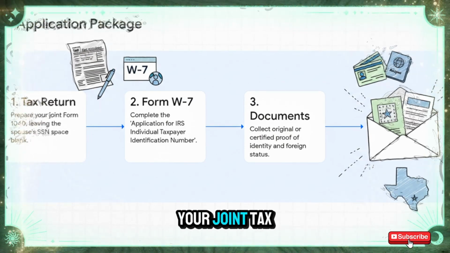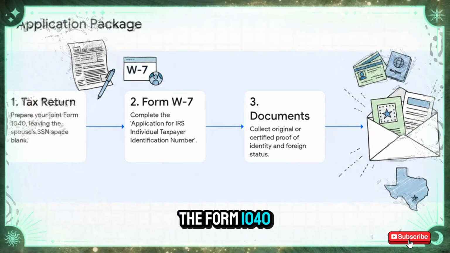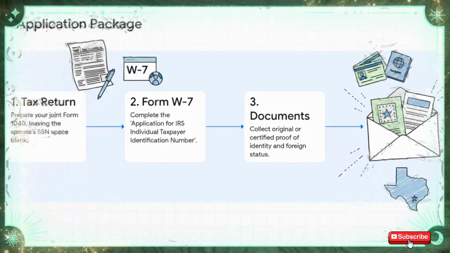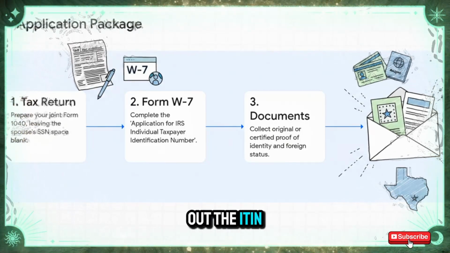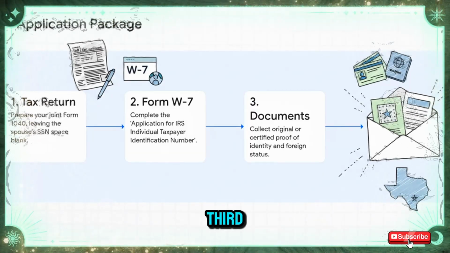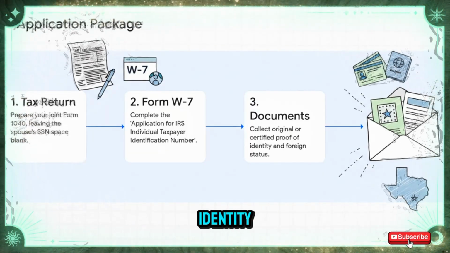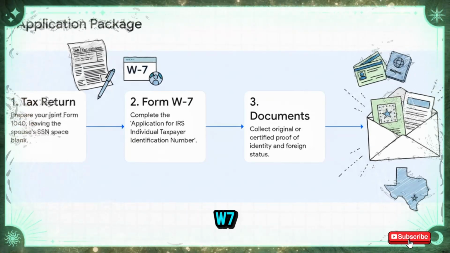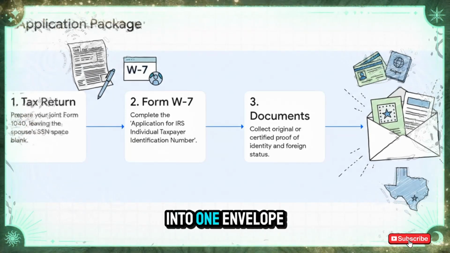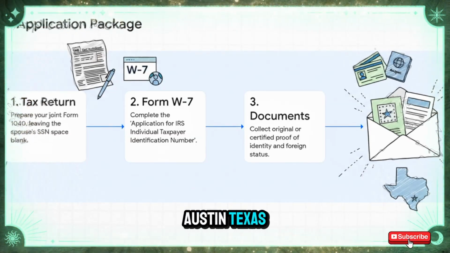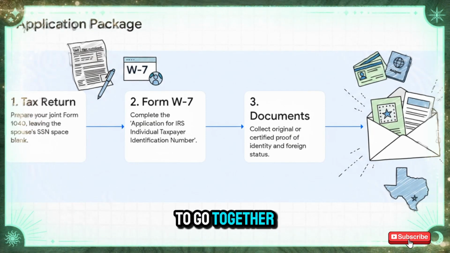First, you prepare your joint tax return, the Form 1040, and you just leave the spot for your spouse's SSN blank. Second, you fill out the ITIN application itself. That's Form W7. Third, you gather your spouse's proof of identity. And finally, you put all of it, the 1040, the W7, and the documents, into one envelope and mail it to a special ITIN office in Austin, Texas. It all has to go together.